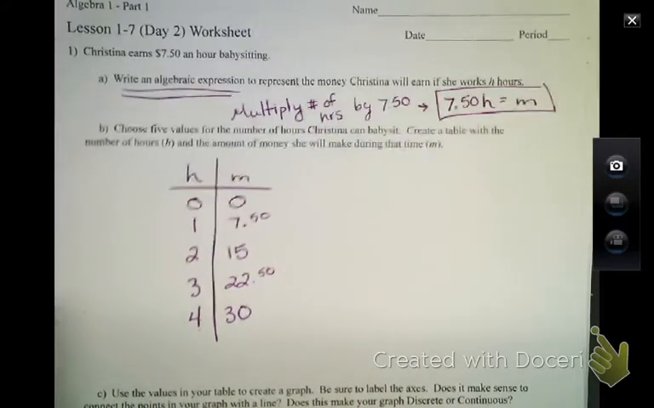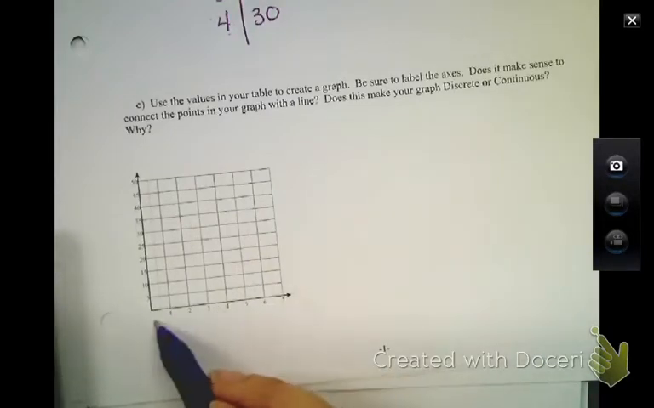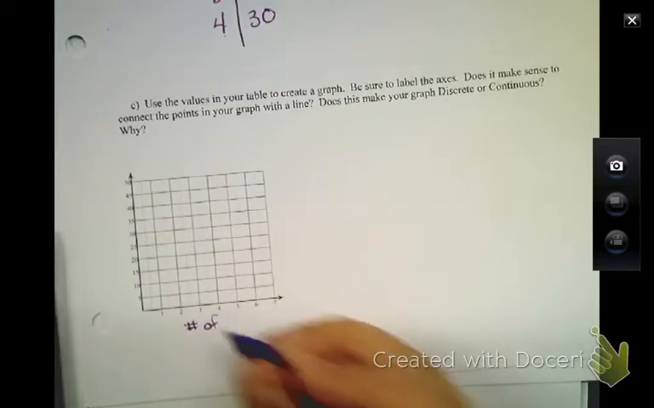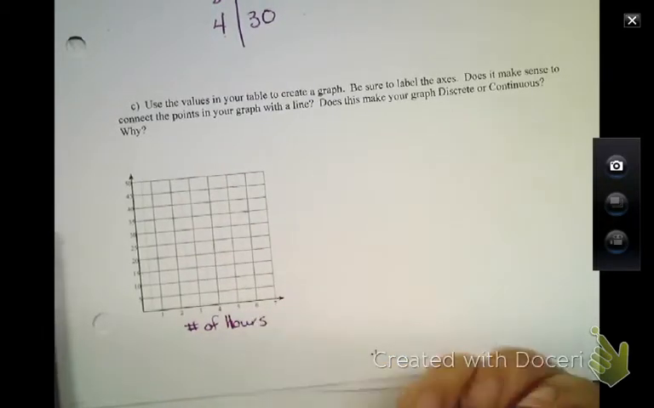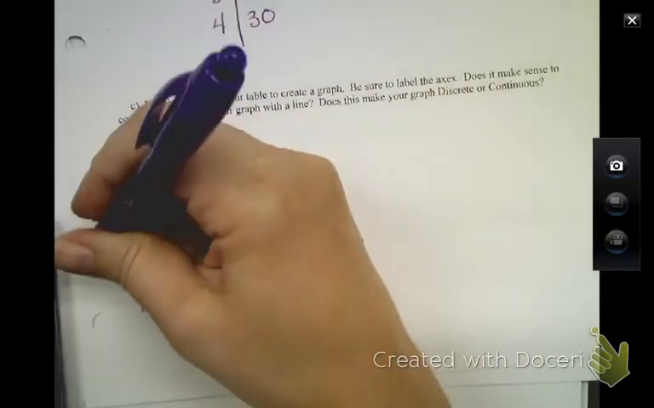Now, I feel confident you're going to be able to create a graph. Now, our x-axis is going to be the number of hours. This is the independent variable. Well, we don't have really a lot of control over it, or depending on the number of hours, depends on how much money she gets.